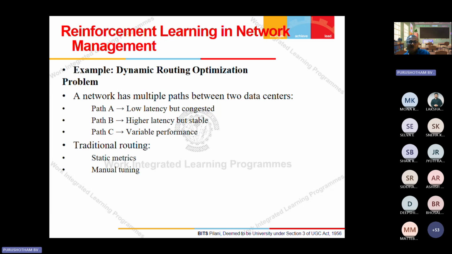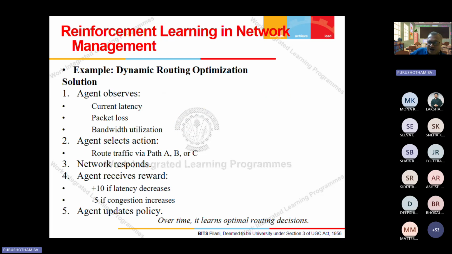Example, in a dynamic routing optimization problem, a network has multiple paths between two data centers. Path A: low latency but congested. Path B: higher latency but stable. Path C: variable performance. Now traditional routing uses static metrics and manual tuning has to be done. But this will not support our dynamic needs, right?